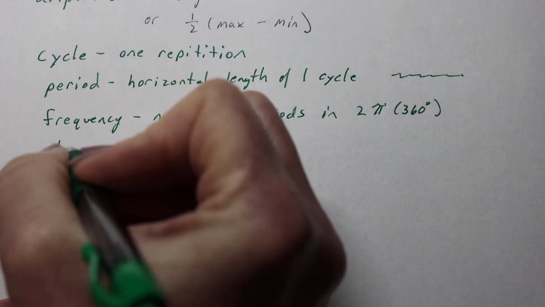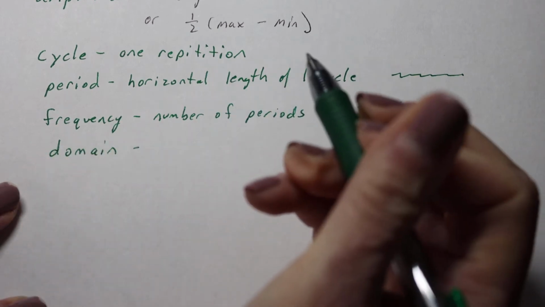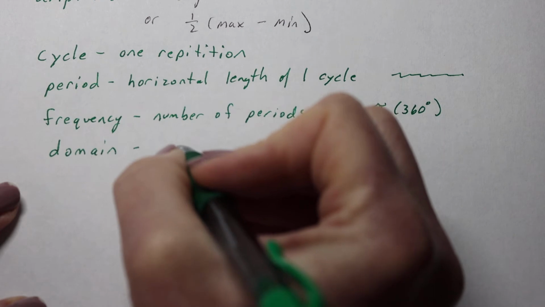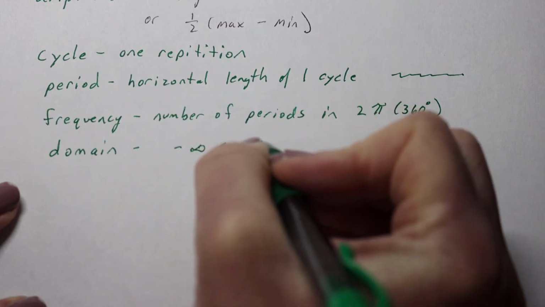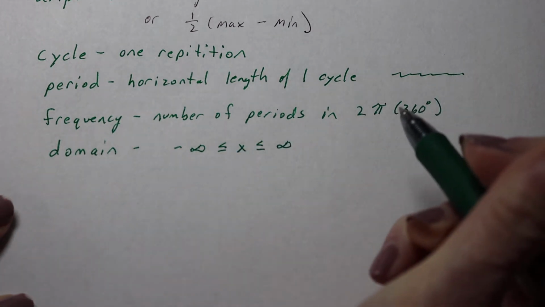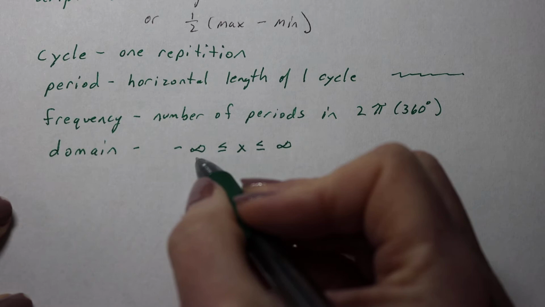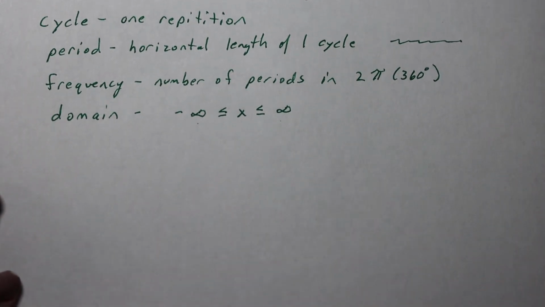We need to talk about domain. Domain is easy for sine and cosine. Domain is always negative infinity is less than or equal to x, which is less than or equal to positive infinity. Because these graphs never end, they always go from negative to positive infinity. Again, that makes it a little easier to understand.